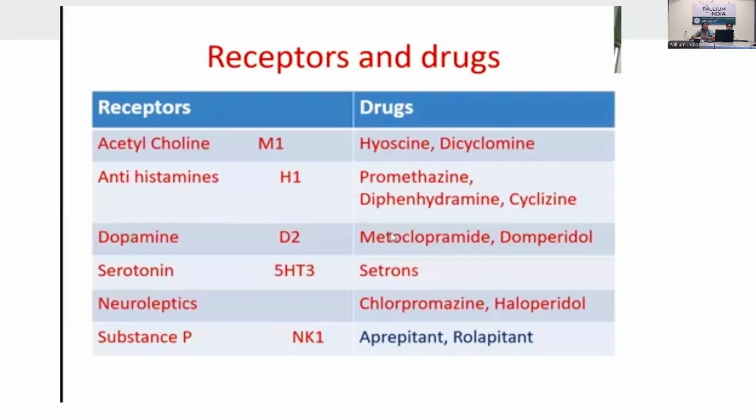Neuroleptics. For opioids like morphine and so on, mu receptors are activated, so for blocking the mu receptor we give haloperidol or chlorpromazine. And the substance P receptor blockers are aprepitant and rolapitant. These are newer drugs, really costly, and we don't need them very commonly. These are also there, so you should know the drugs: how they act, what the problem is, and what is being blocked.